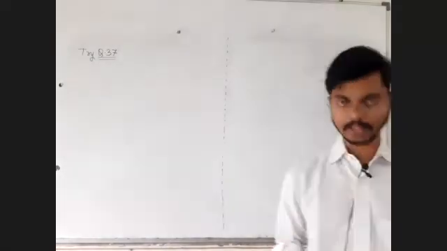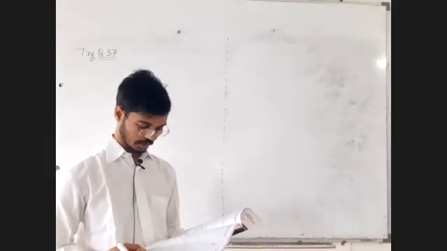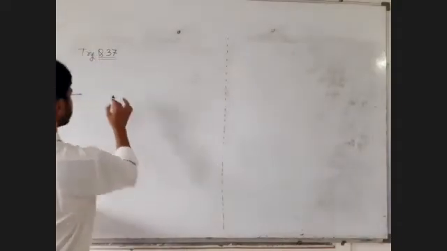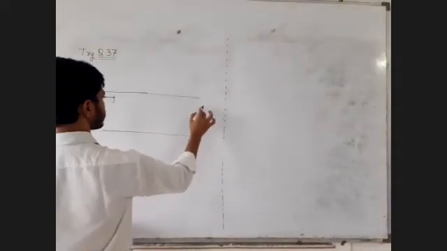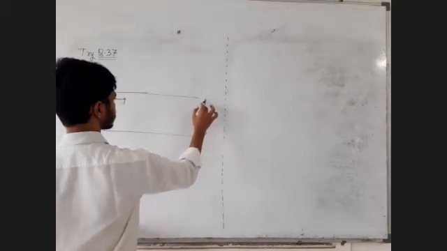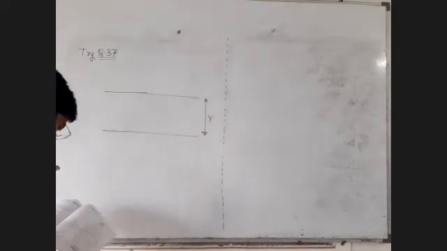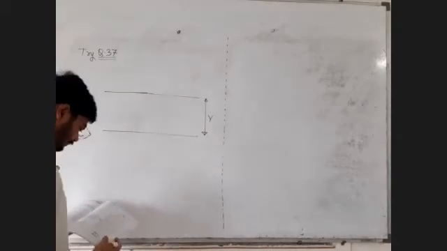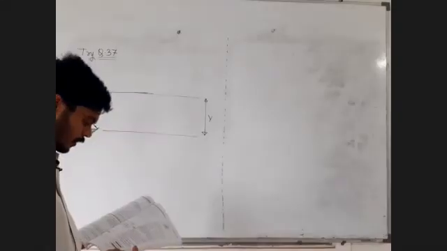Figure shows two long metal rails. There are two long metal rails placed horizontally and parallel to each other at a separation of y. First rail, second rail, the separation between the two rails. These are the two parallel rails having separation equal to y. Two metallic straight lines. A uniform magnetic field capital B exists in vertically upward direction.